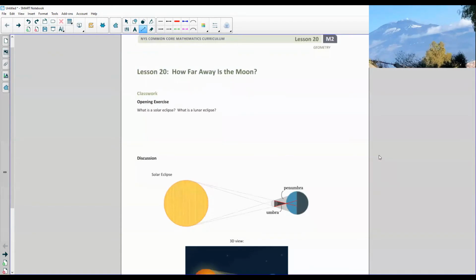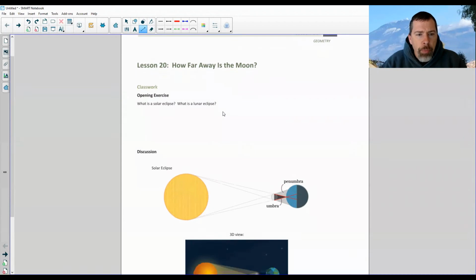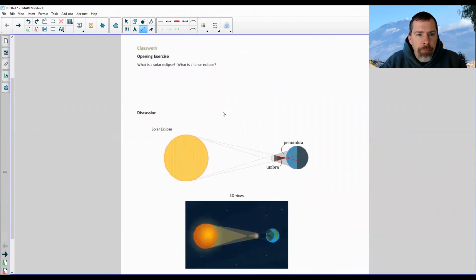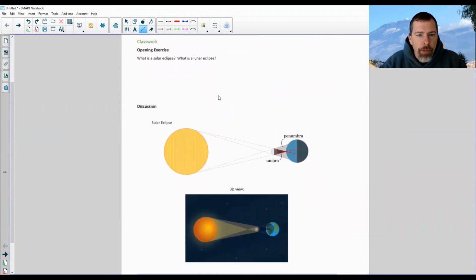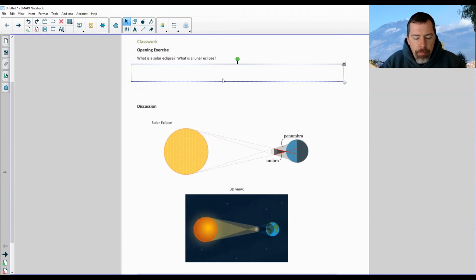Lesson 20, how far away is the moon? Good question. Opening exercise. What is a solar eclipse? And what is a lunar eclipse?